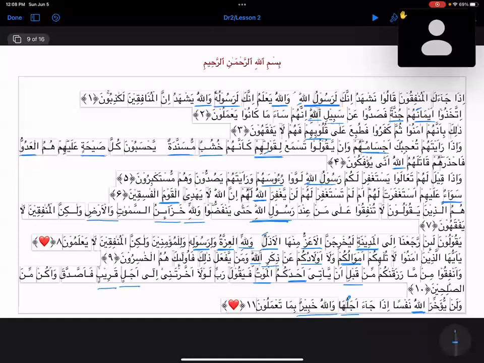So إذا جاءك المنافقون, I'm going to translate that: when the munafiq come to you, talking to Prophet Muhammad sallallahu alaihi wasallam, Allah subhanahu wa ta'ala is talking. Qalu, they would say what? Nashhadu, we testify, innaka la rasulullahi. So la rasulullahi, we can do it, right? The word rasul, what status is it? Rafa.